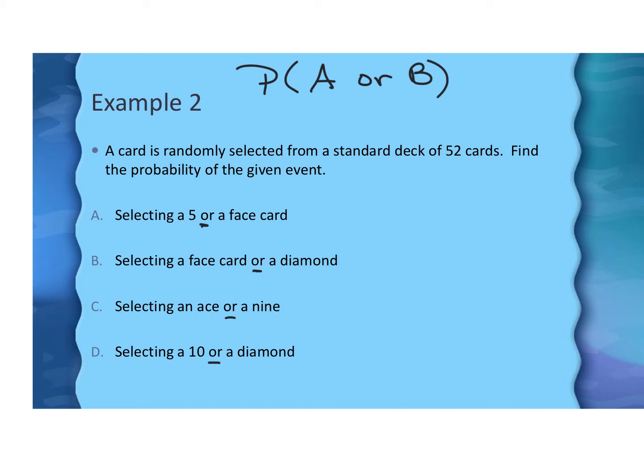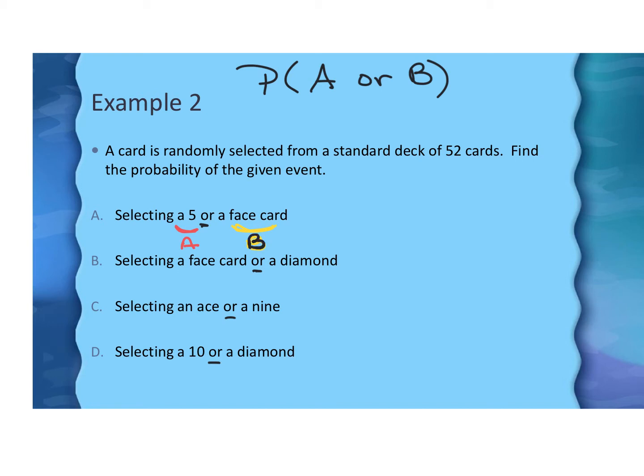It wants us to figure out the probability of selecting a 5 or a face card. So notice a 5 is something totally different than a face card. It could have the same suit, but nothing's going to overlap here. So this would be an example of a disjoint events. So we could say that event A is going to be selecting the 5. And we could say that event B is going to be the face card.